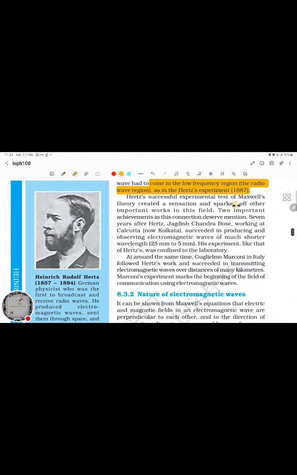Hertz's successful experimental test of Maxwell's theory created a sensation and sparked off other important works in this field. ஸோ ஹெர்ட்ஸ் எக்ஸ்பெரிமெண்ட்லேருந்து நமக்கு ஃபைனலாக வந்து என்ன தெரிஞ்சது அப்படின்னா, மேக்ஸ்வெல் வாஸ் ட்ரூ அப்படின்னு சொல்ல வந்தால். 2 important achievements in this connection deserve mention. 7 years after Hertz, Jagdish Chandra Bose, working at Calcutta, succeeded in producing and observing electromagnetic waves of much shorter wavelength, that is 25 mm and 5 mm.